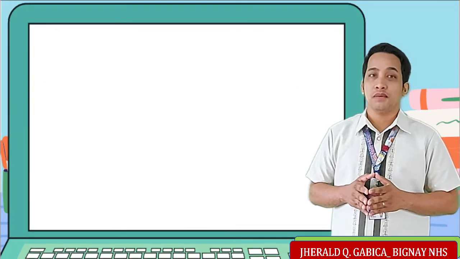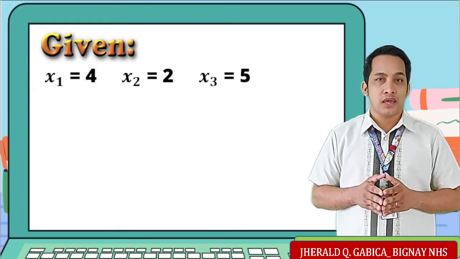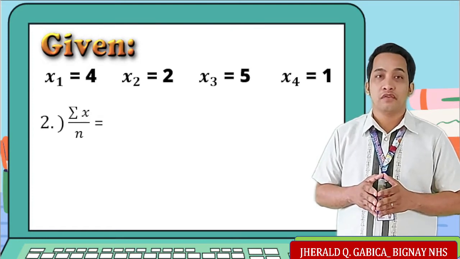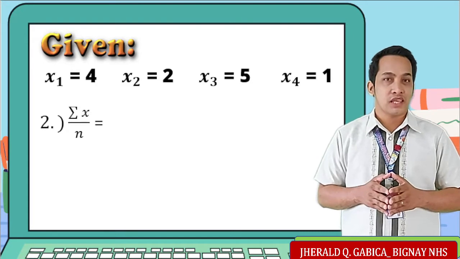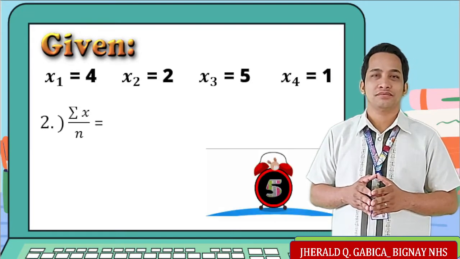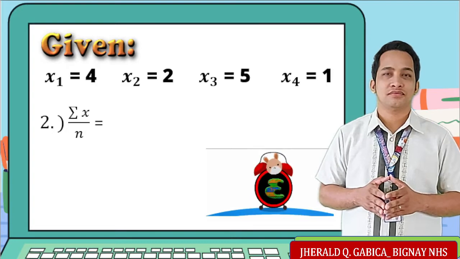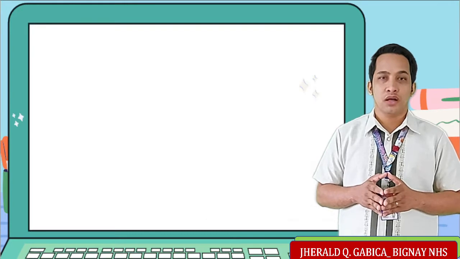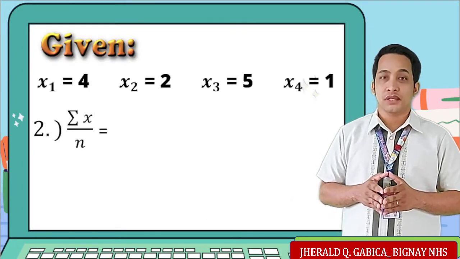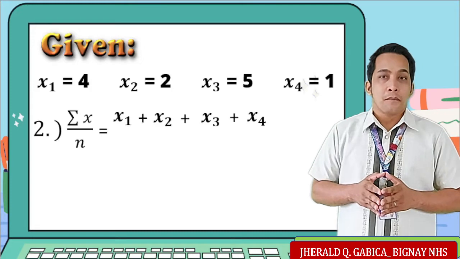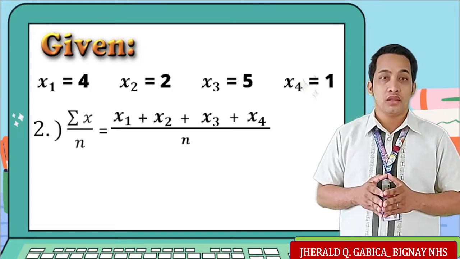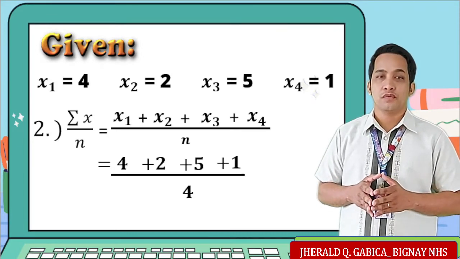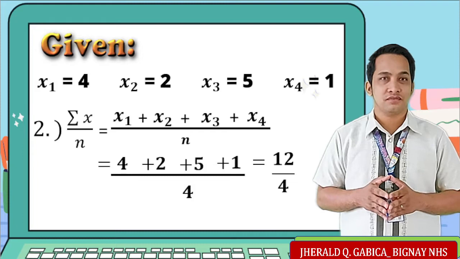Number 2, using the same given, find the summation of x over n. The summation of x over n is simply the average of x values. You have 5 seconds. Go. 5, 4, 3, 2, 1. Time's up. The solution is x sub 1 plus x sub 2 plus x sub 3 plus x sub 4. That is 4 plus 2 plus 5 plus 1 is equal to 12, divided by the number of item values, which is 4. So 12 divided by 4 is equal to 3.